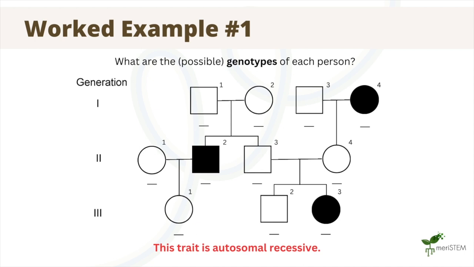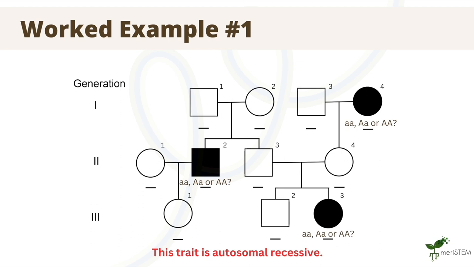So let's have a look at an example question, and this question is asking us to determine the possible genotypes of each person within this pedigree, and the trait that is shown within this pedigree is autosomal recessive. So first, let's have a look at the individuals that display the recessive trait, so those that are shaded. In order for these individuals to display a recessive trait, they must be homozygous recessive. And that means that their genotypes are composed of two lowercase a's.